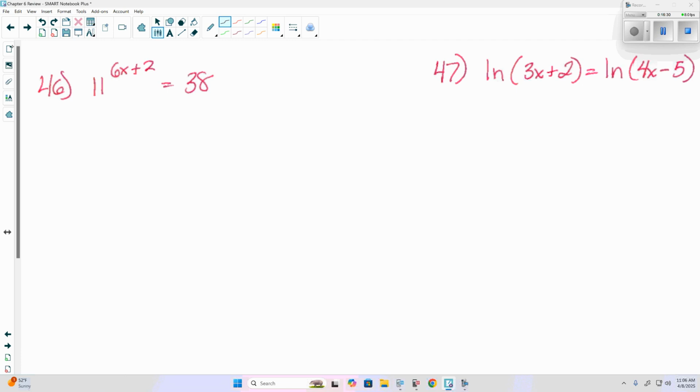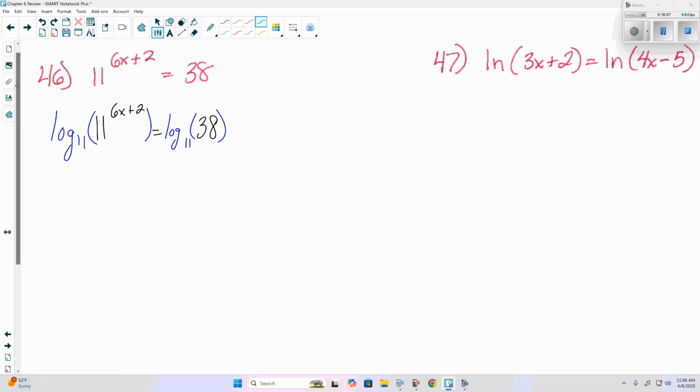Next: 11 to the 6x plus 2 equals 38. Do we have one term on either side? Yes, we have the 11 to the power, and 38 by itself. So we can move to step 2, applying log to both sides. For us here, log base 11 is going to be nice, because the goal of applying logs to both sides is to get this exponent, 6x plus 2, the variable, out of the exponent.